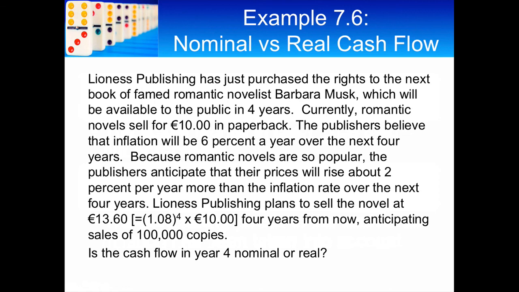So if we start off, you see that you're going to have this novel which is available in 4 years, and novels currently sell for €10 per novel. Now, inflation is going to be 6% a year over the next 4 years, and novels are so popular that you're also expecting the prices will rise by 2%. So let's say then, well, okay, the prices are going to grow by 8% per year. So what would the price be in 4 years' time?